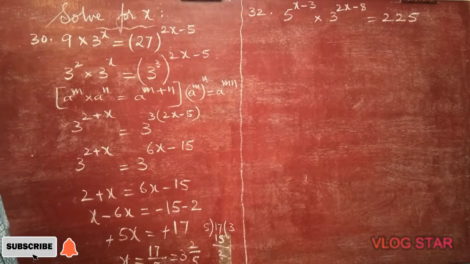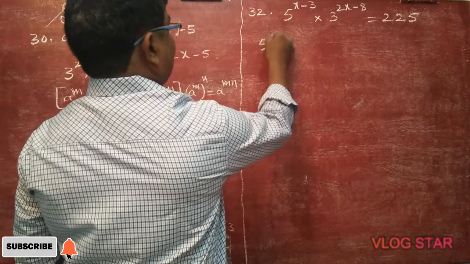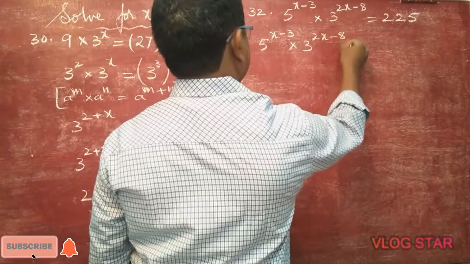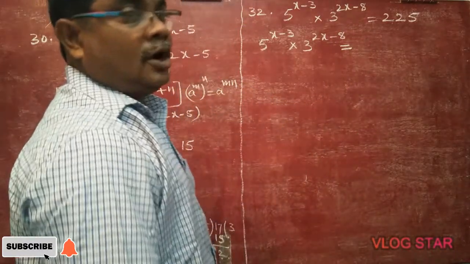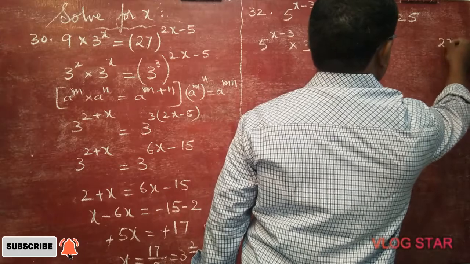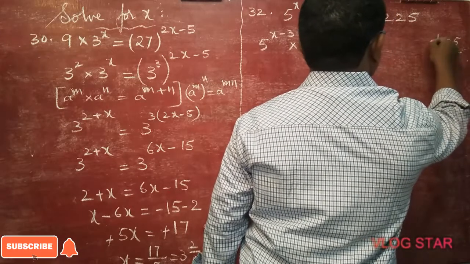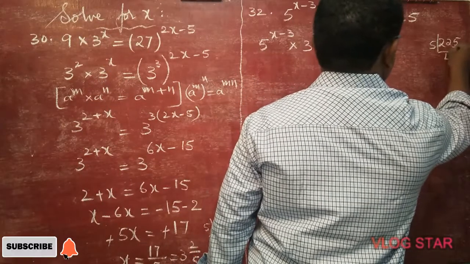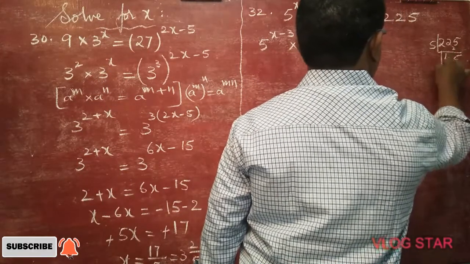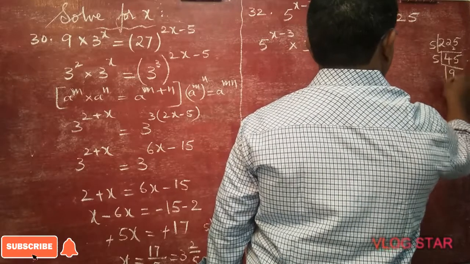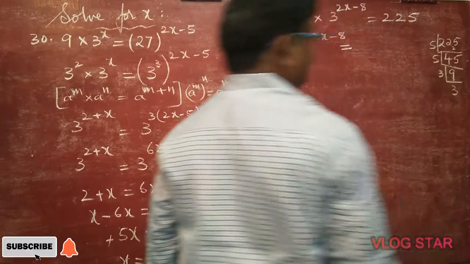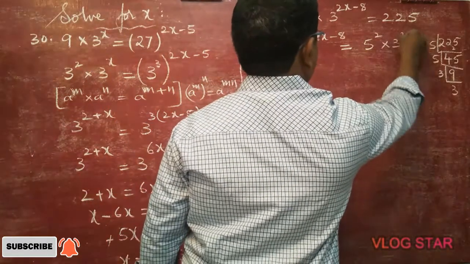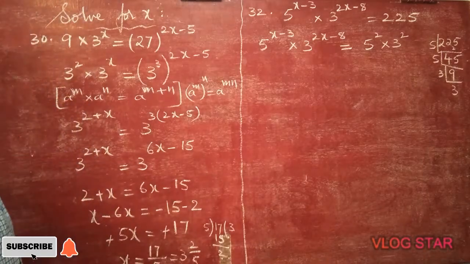Coming to 32. 5 to the power of x minus 3 into 3 to the power of 2x minus 8 is equal to, they gave 225. Find the factors of 225. 5 table goes, because the last digit 5 is there. 5 4s are 20, 2 remaining, 25, 5 5s are 25. Again 5 table goes, 5 goes 9 times. Again now 3 table goes. 3 3s are 9. So you can write it as 5 square into 3 square. Those are the prime factors of 225.